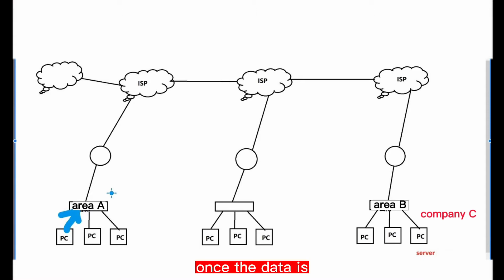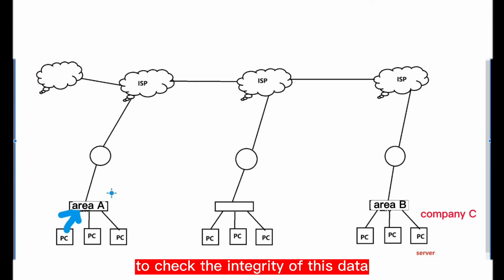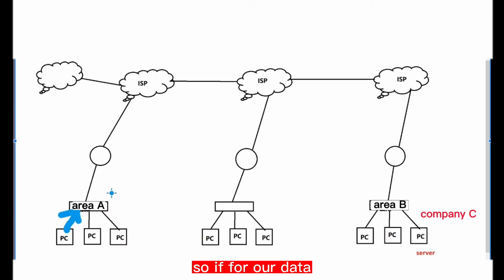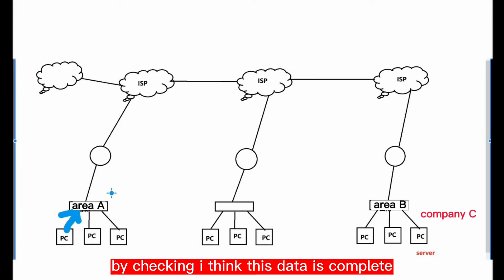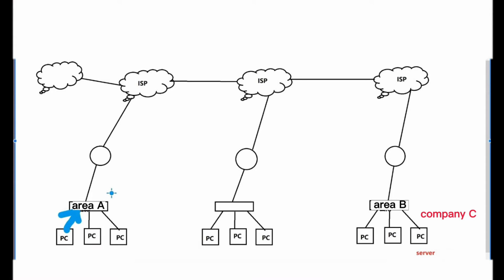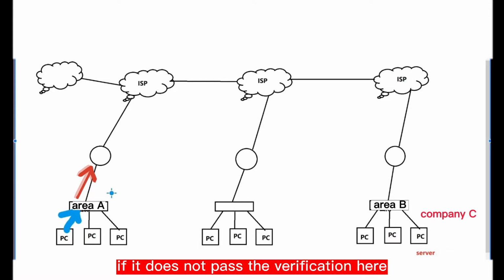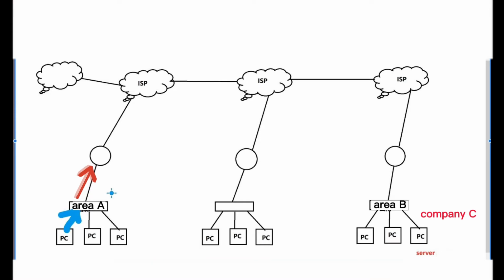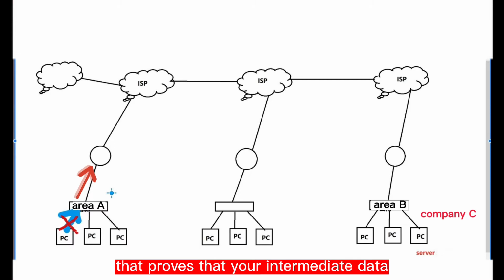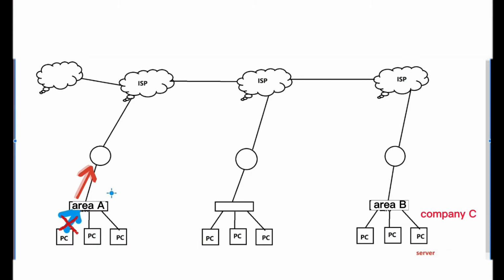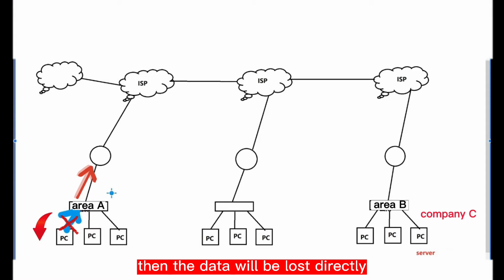Once the whole data is sent to the middle switch, the switch on layer 2 will check the integrity of this data. This is just one of the parameters. If this parameter passes validation, at least this data can be sent on to you. If it does not pass the verification, that proves the data is physically damaged in between, and then the data will be lost directly.